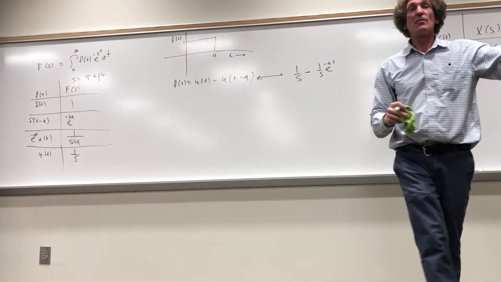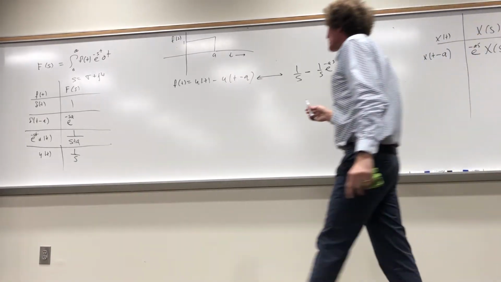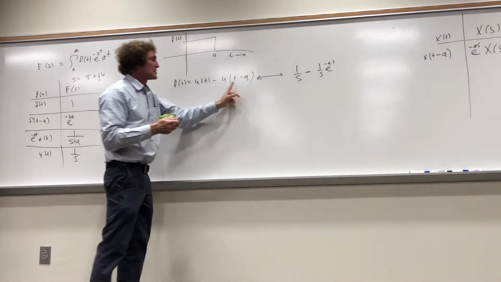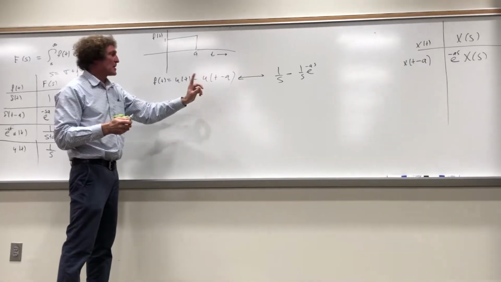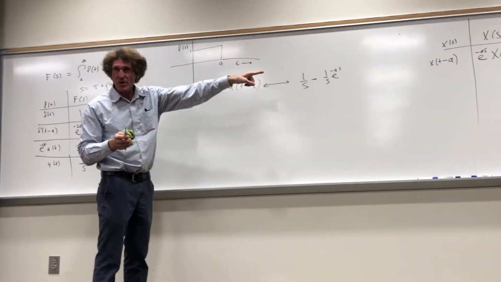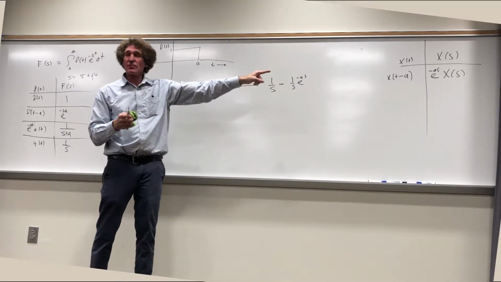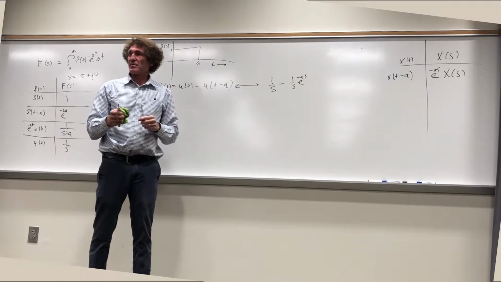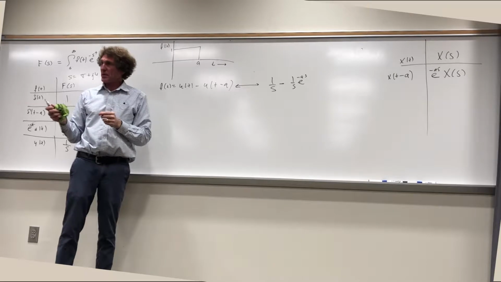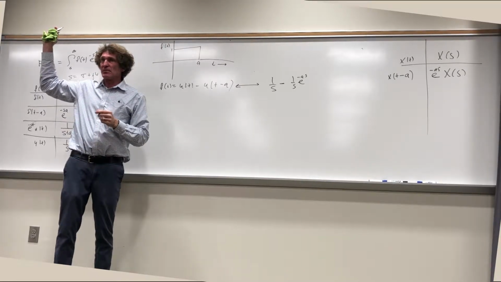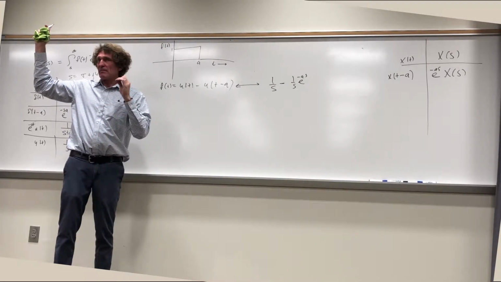Who doesn't see it? The only thing I'm trying to do is show you that I'm using a property now to get that. I showed you the delay property. If I know u of t goes to 1 over s, then u of t minus a goes to 1 over s, the original transform, times e to the minus as. That was my point. Does everybody see that? Give me a show of hands if you do. It should be very obvious to you.